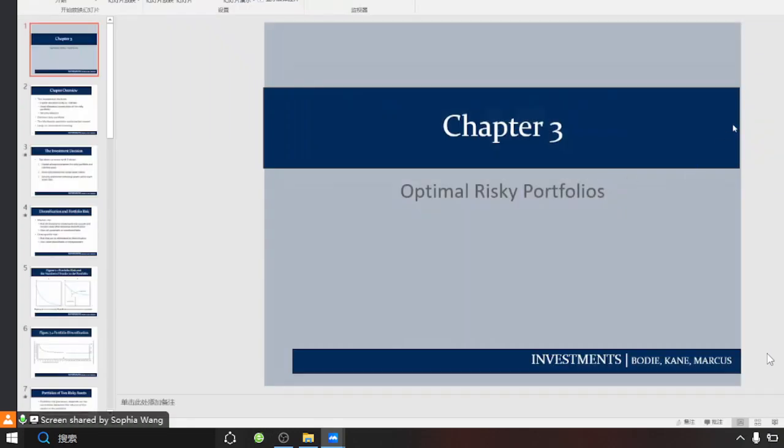Okay. So I think this chapter is easy to understand. It's something like the extension of chapter 2. So next we will move to another chapter about the CAPM model.